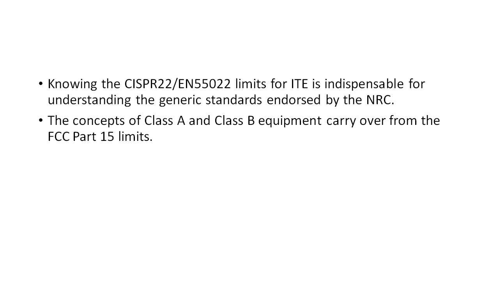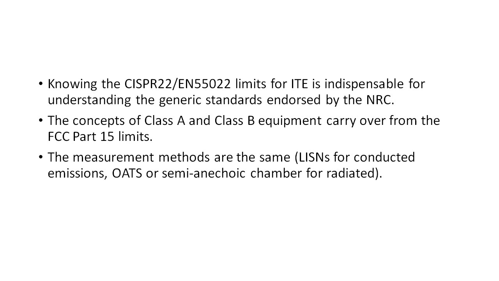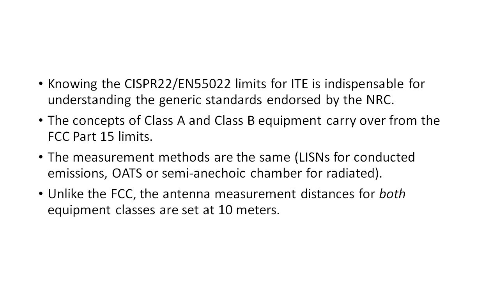Just like the FCC, the CISPR 22 standards recognize Class A and Class B devices depending on whether the equipment is used for industrial and commercial applications or residential ones. Second, the measurement methods are essentially the same. A LISN is used to measure conducted emissions, and either an open-area test site or a semi-anechoic chamber is used to measure radiated emissions. Unlike the FCC, the measurement distances for both Class A and Class B radiated emissions are established at 10 meters instead of 10 meters for Class A devices and 3 meters for Class B.